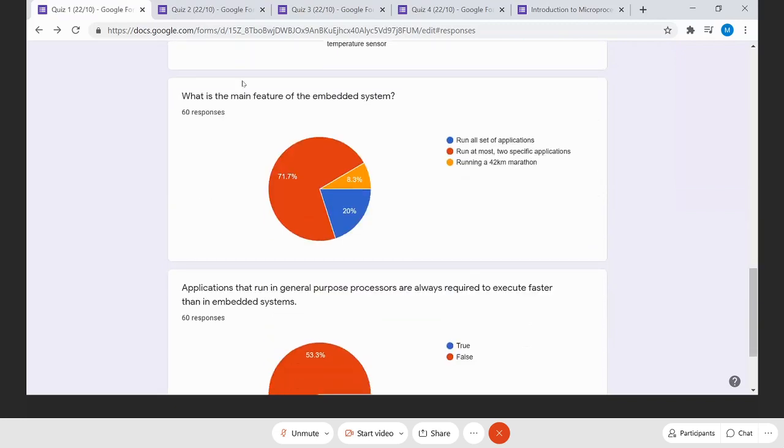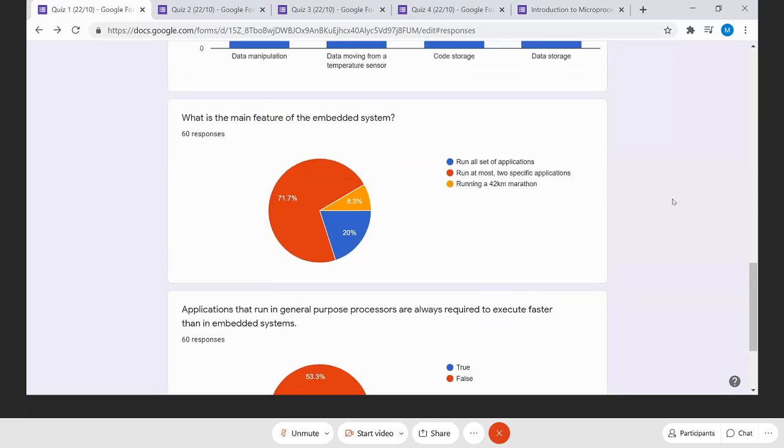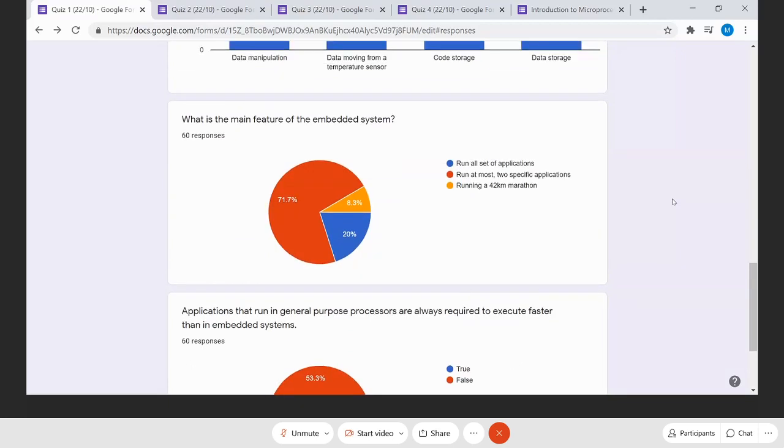Now let's look at this one. What is the main feature of the embedded system? Doctor, for the data storage, is it ROM? Okay, that's a good question. When we say data storage, it stores after the operation is done; the CPU will instruct where to store it. Of course it is in RAM. Later on we'll learn when you simulate your program using ATMEL. I think maybe next week we can start doing that.